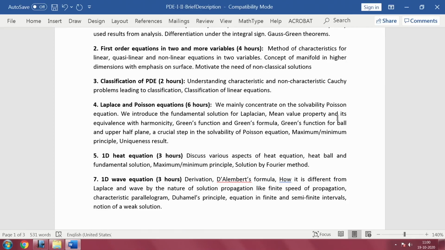dimensional wave equation. We will do the derivation of the one dimensional wave equation, D'Alembert's formula, how it is different from Laplace and heat by the nature of solutions, propagation like finite speed of propagation, characteristic parallelogram, Duhamel's principle, equations in finite and semi-infinite intervals, and the notion of a weak solution, again trying to tell you the importance of studying non-classical solutions. This is what we are planning to cover in this PDE-I course consisting of 20 hours.